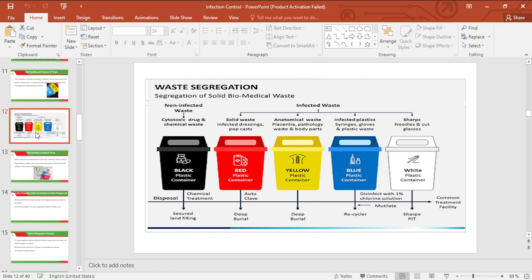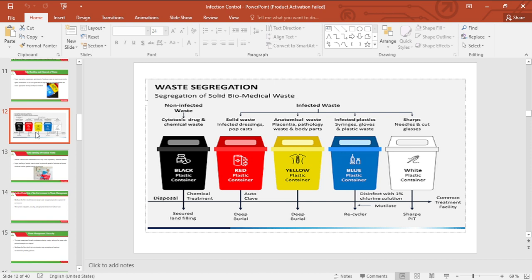Then we have infected waste. This could be anatomical waste, placenta, pathology waste, and body parts. This should be disposed of into a yellow plastic container with a cover. Then we have infected plastics. This could be syringes, gloves, and plastic waste. This should be disposed of into a blue plastic container.